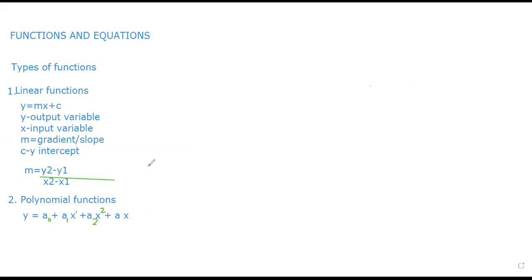So an x to the power n means that it goes on and on and on. So we can have a naught plus a1 x plus a2 x squared plus a3 x cubed plus a4 x to the fourth, going on and on. Okay, this is how polynomial functions look. So if you see an example of a function like y is equal to, let's say, 2 plus 2x squared, or 2x plus 4x squared plus 6x cubed and so on, this is an example of a polynomial function.